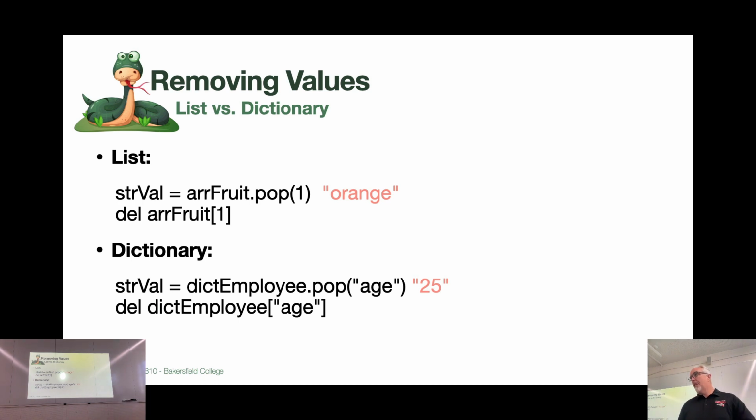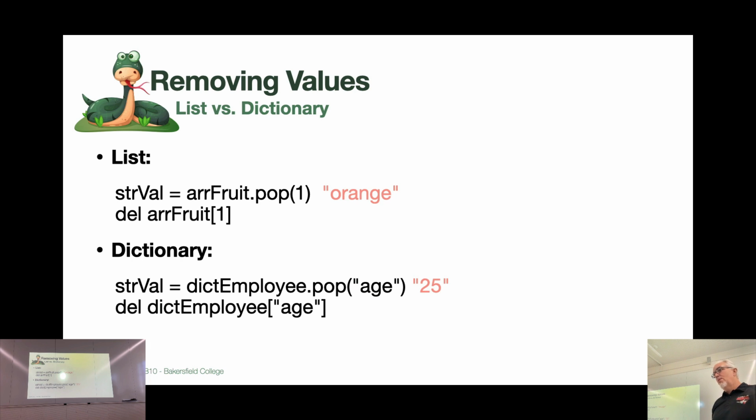So if you delete the arr fruit 1, is there not going to be that one slot anymore? That's a good question. Everything after it in the index moves over 1. Yep, until it runs out of ones.